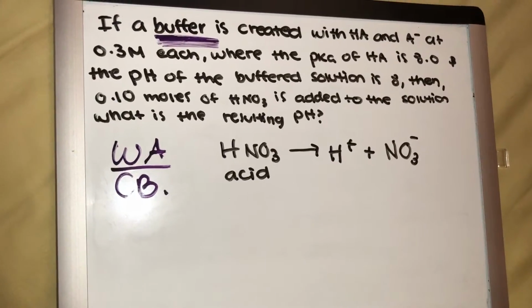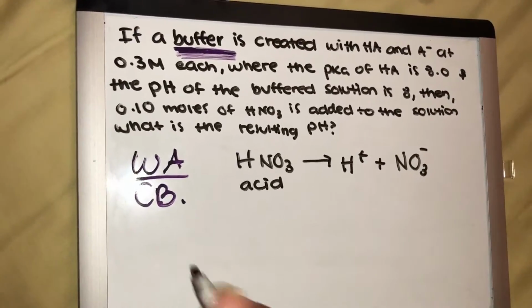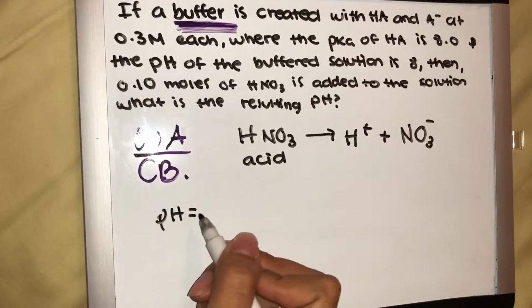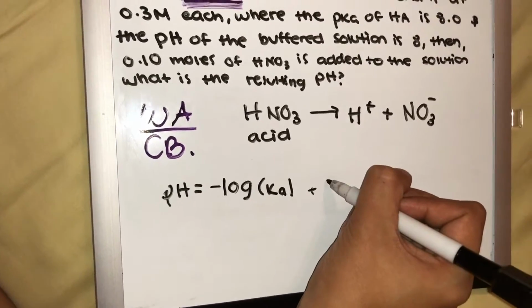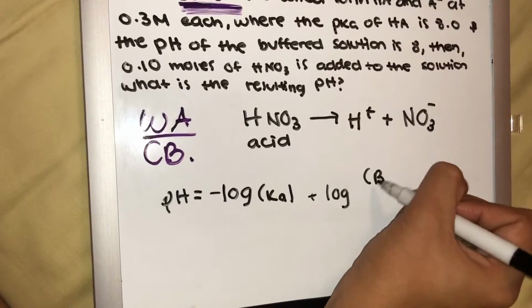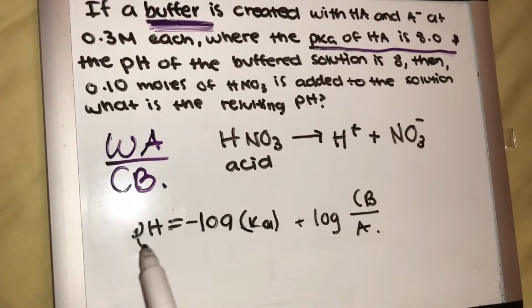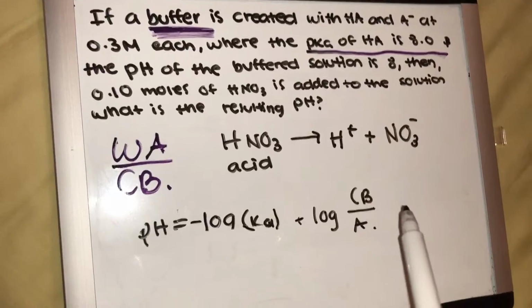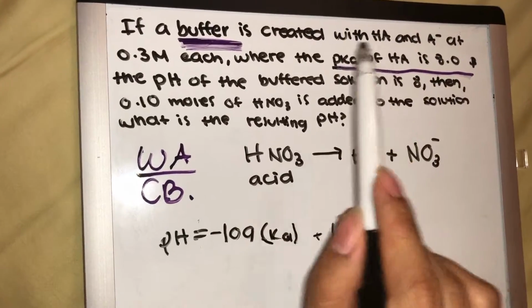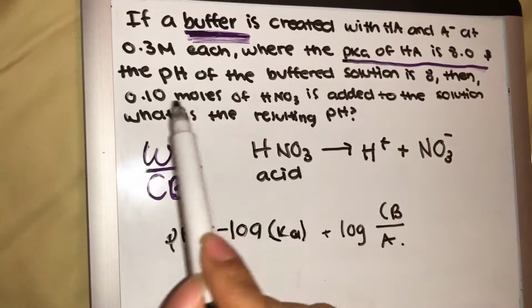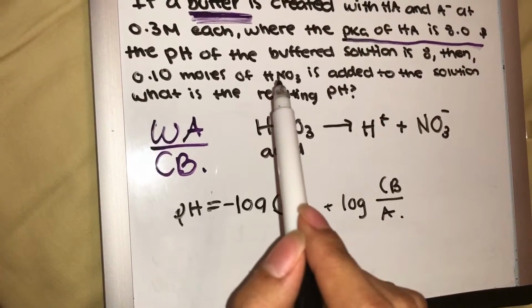Now we also know that we have an equation that deals with pH, Ka, and moles. This one would be pH is equal to negative log of Ka plus log of conjugate base over the acid. Now we would just have to plug everything in. We are given 0.3 moles of each in the buffer system, where the pKa of HA is 8 and the pH of the buffered solution is 8. Then 0.10 moles of nitric acid are added to the solution.